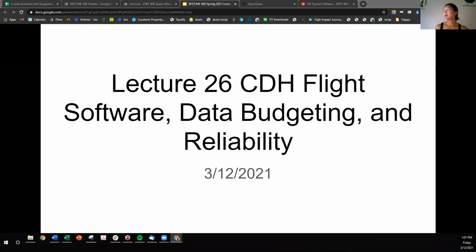Okay, so we are finishing up the command and data handling section today. We're going to be talking more about flight software, how to do analysis on a data budget, and avionics reliability.